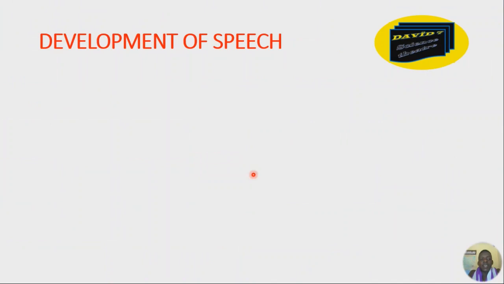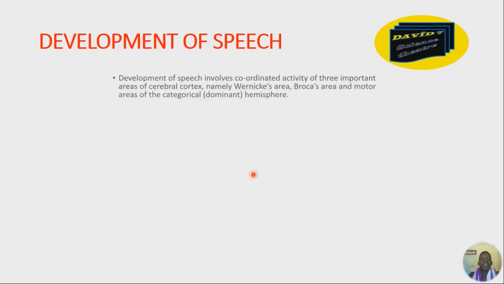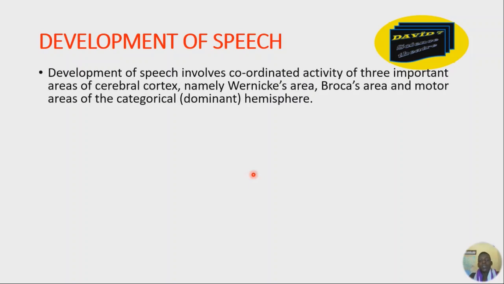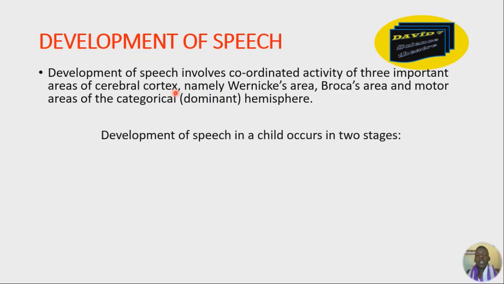Okay, we are going to first talk about the development of speech. How does speech develop in a baby or in an infant? It involves coordinated activity of three important areas of the cerebral cortex, namely the Wernicke's area, that is 22, Broca's area, that is 44, and the motor area of the categorical or dominant hemisphere. So those three areas of the cortex are very important in the development of speech.